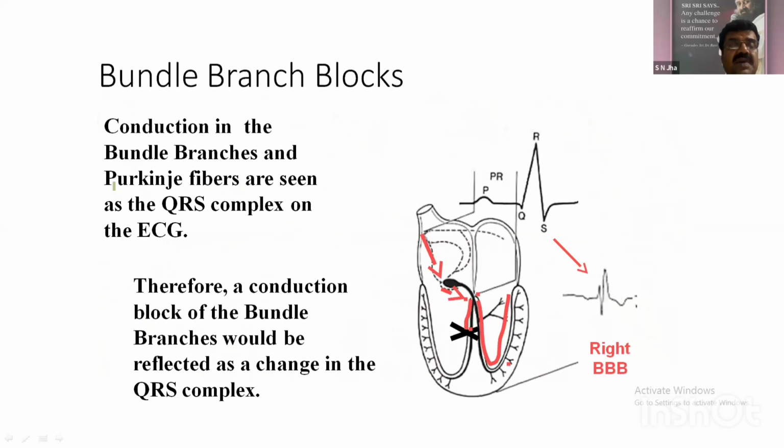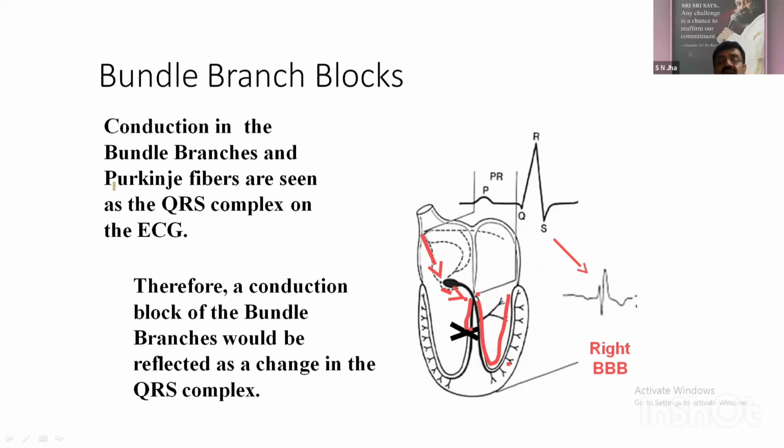Conduction in the bundle branches and Purkinje fibers are seen as QRS complex on the ECG. Therefore, a conduction block of the bundle branches would be reflected as a change in the QRS complex. In right bundle branch block, the impulse enters through the right side to the left heart and goes to have its branches as Purkinje fibers. We know that right looks at the heart from V1, V2, and then it will appear as one R wave and another R wave. So we call it RSR dash pattern.